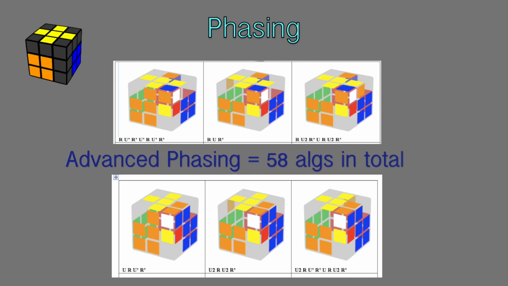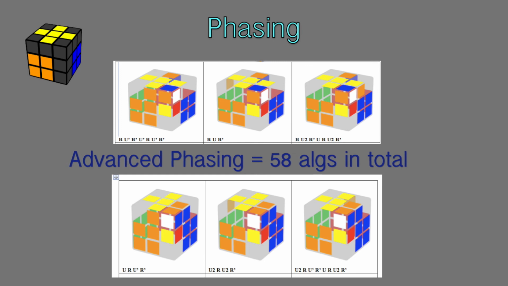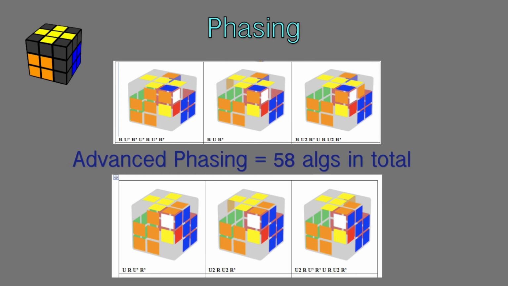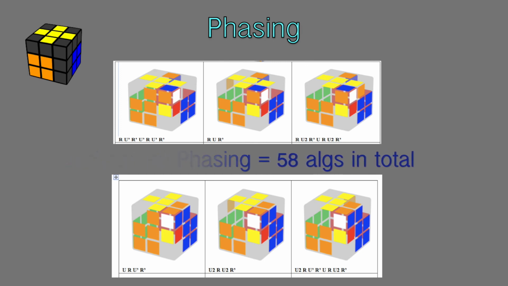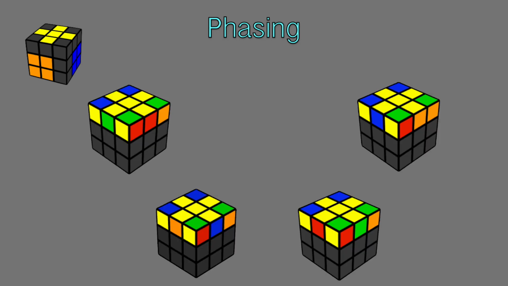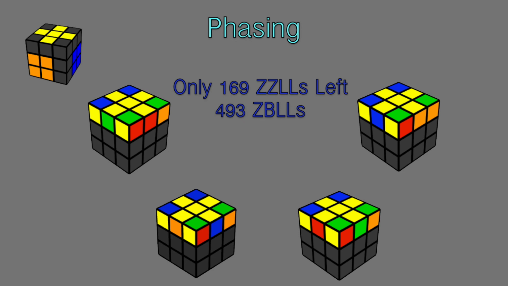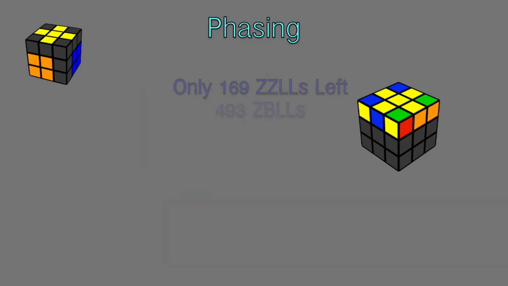There is an average of 1 extra move needed to perform advanced phasing, as opposed to 3 in standard phasing, and all 20 cases average less than 3 extra moves. You can find all these algorithms on my website, so be sure to go and take a look. After phasing, you are left with one of 169 ZZLL algorithms, which is a very long way from the 493 needed for ZBLL. So you can smile now.